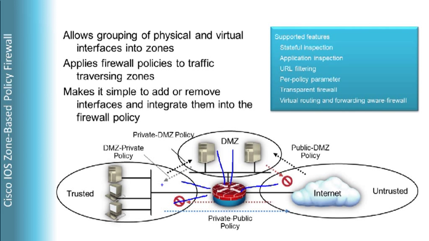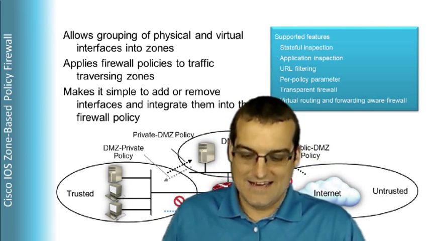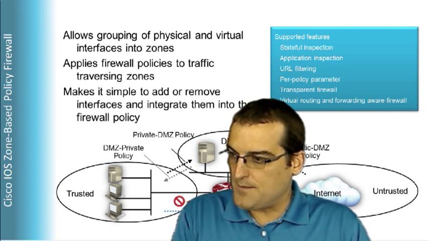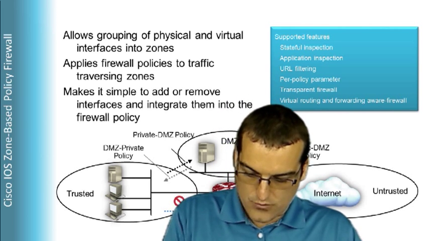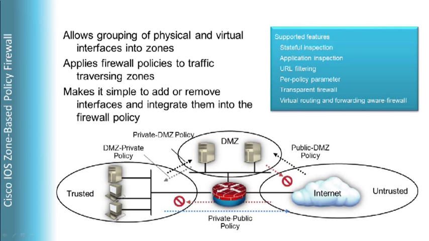Not only is it a really cool, scalable, modular solution, but as you can see just above my head, it includes a remarkable amount of additional features. It really does include a remarkable amount of specialized features, the zone-based. It can do things like that stateful inspection that we like so much and talked about. It can do application level inspection, filtering on URLs you don't want your users visiting. We can do transparent firewall with it when we want it. So it really is an amazingly robust firewall that we can add to our Cisco router.